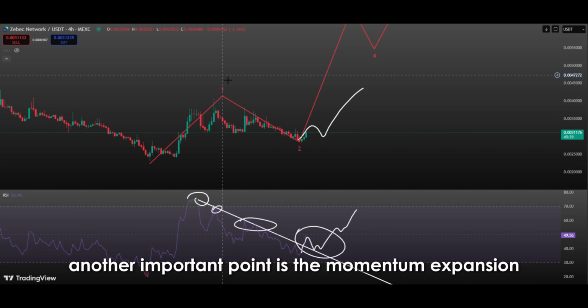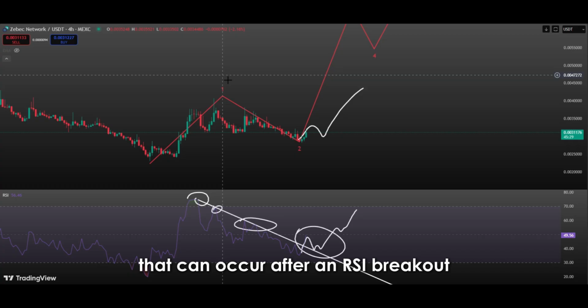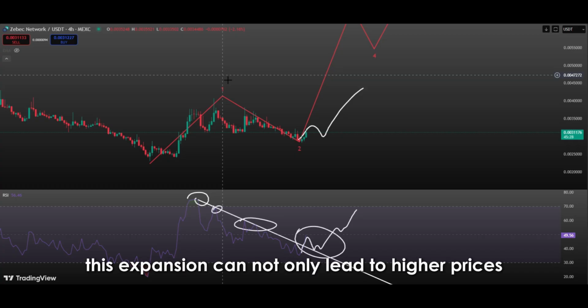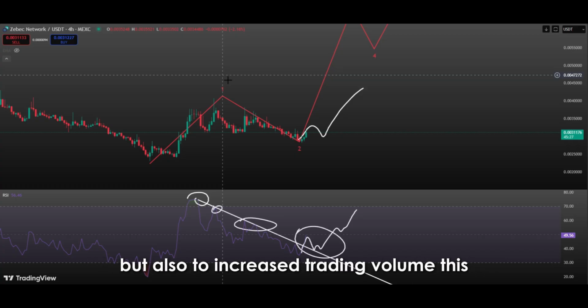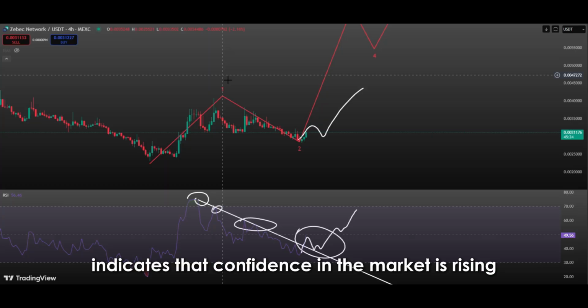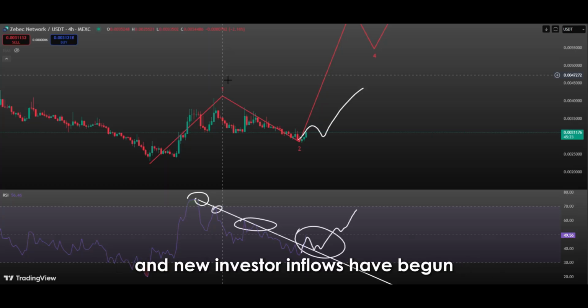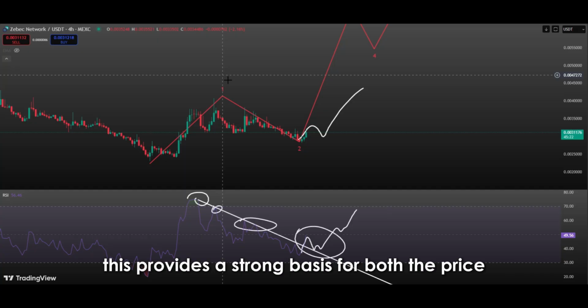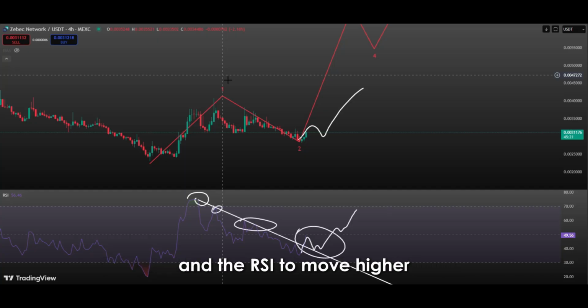Another important point is the momentum expansion that can occur after an RSI breakout. This expansion can not only lead to higher prices, but also to increased trading volume. This increase in trading volume after RSI breakouts indicates that confidence in the market is rising and new investor inflows have begun. This provides a strong basis for both the price and the RSI to move higher.